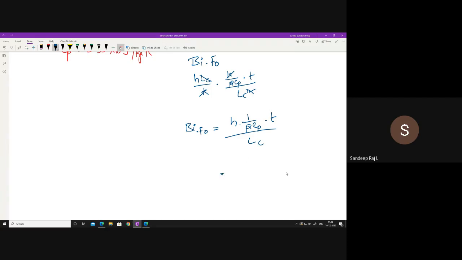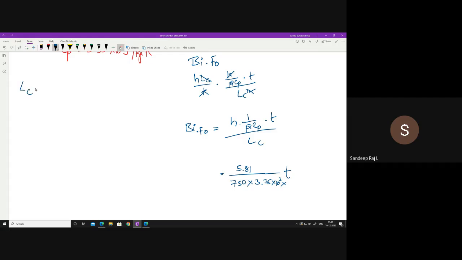Here, you don't know the time value. Time you put aside, and the h value is given in the question. It is given as 5.81. And in the denominator, what you can write is 5.81 by rho. The rho value is given in the question as 750. The Cp value is given as 3.35 into 10 cube, into the Lc value also you should write.